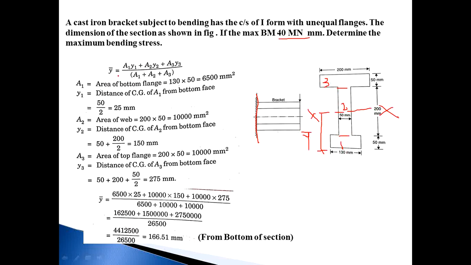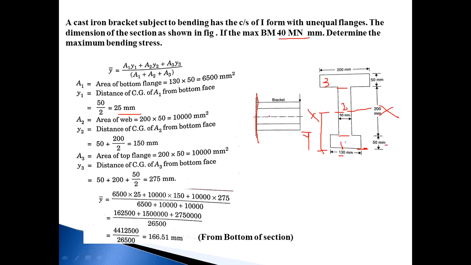So first, how to calculate y bar? y bar is equal to A1 y1 plus A2 y2 plus A3 y3 divided by A1 plus A2 plus A3, where A1 is the area of section number 1. The dimension for section number 1 is 130 by 50, so A1 becomes 6500 mm square. Then Y1 is the CG distance of section number 1 from the bottom of the section. This is our reference line, so whatever Y1, Y2, Y3 are calculated from the bottom of the section. The depth of section number 1 is 50, so Y1 becomes 50 divided by 2, that is 25 mm.